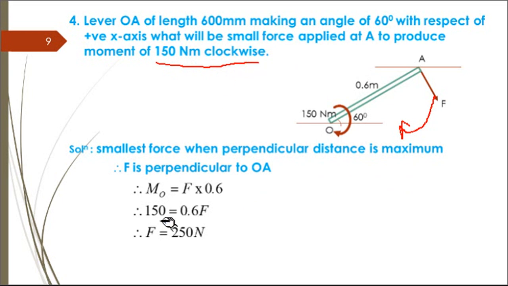So here substituting, 150 equals 0.6 into F. Therefore finally F is equal to 250 Newton. So when the 250 Newton force is applied at point A, it will produce a moment of 150 Newton meter at point O.